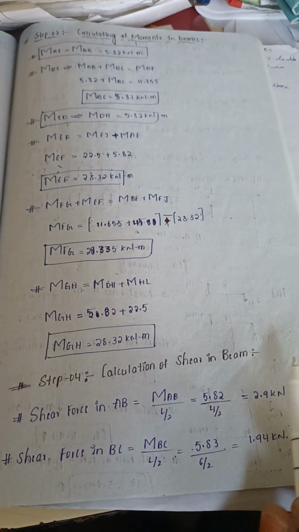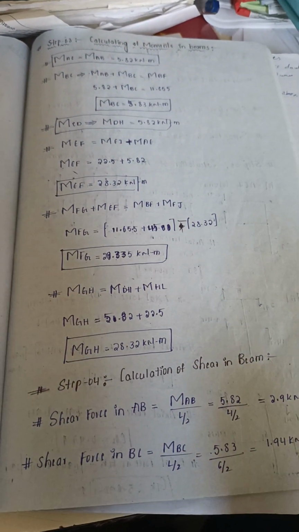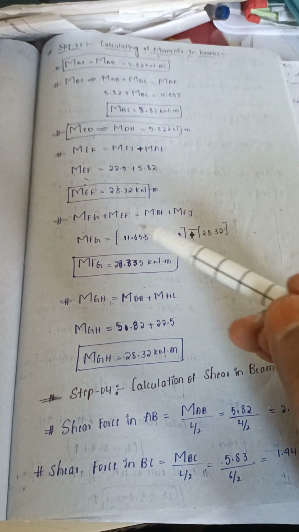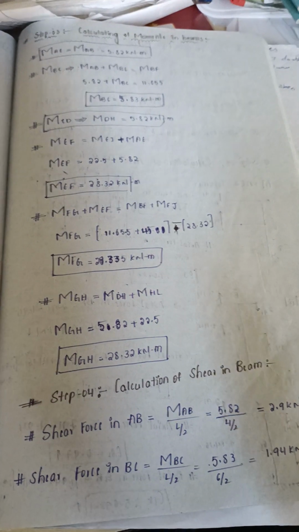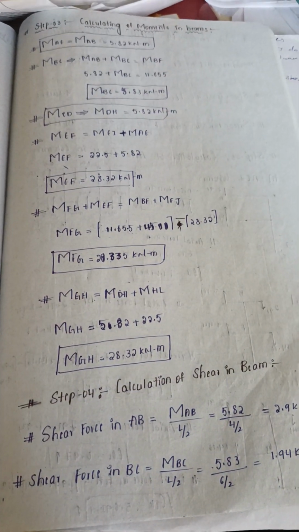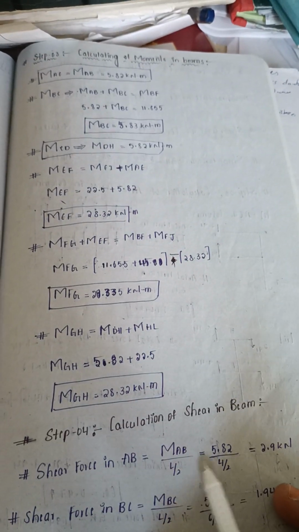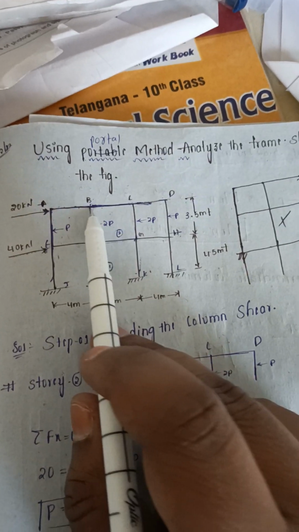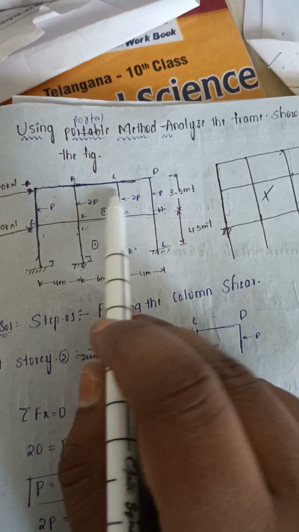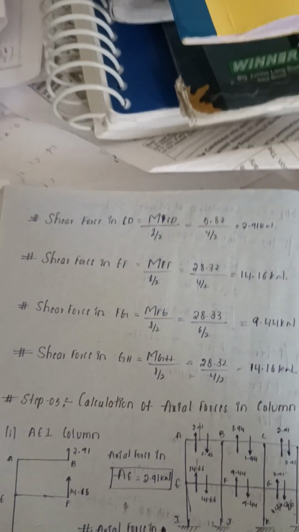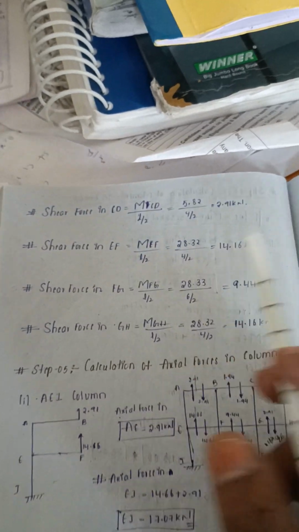So next, calculation of shear in the beams. So beams are AB, BC, CD, EF, FG, GH. All these are beams now. So shear force in the beam equals the moment which we have calculated in the previous step divided by half of the length of that particular beam. So moment AB divided by L by 2. So here MAB is 5.82 and the length of AB is 4, therefore 4 by 2. Like that. Next, shear in BC equals moment in BC divided by its length divided by 2, 6 by 2, like that. So in that way we can calculate shear forces in all the beams in this step.